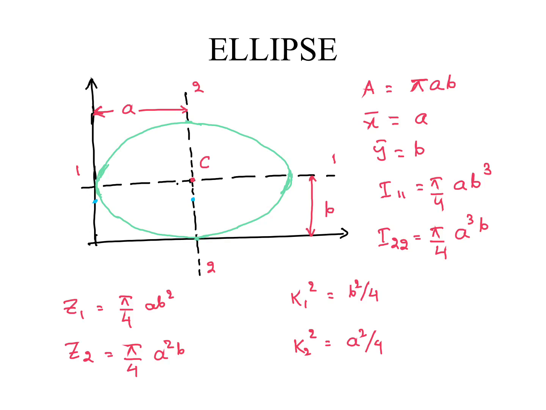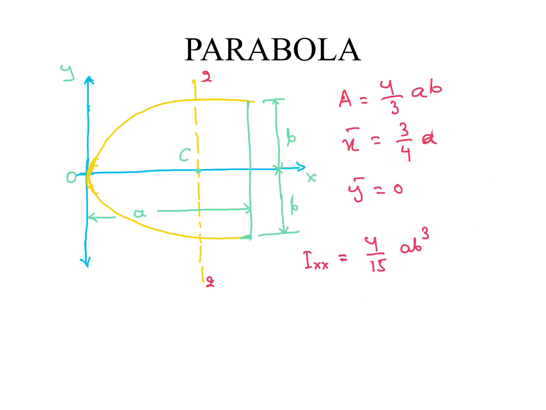For ellipse, these 5 things are important. Other than this, sometimes they may ask, but these 5 are important. Then for parabola, area A equal to 4 by 3 a b, x bar equal to 3 by 4 a and y bar equal to 0. Ixx, this is very important. Ixx equal to 4 by 15 a b cube.